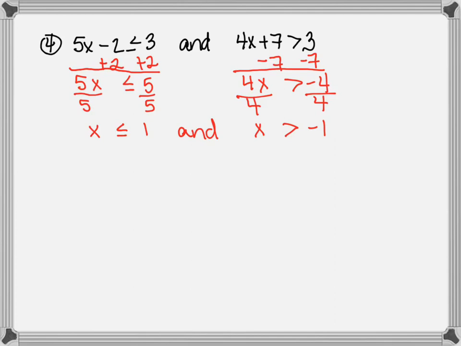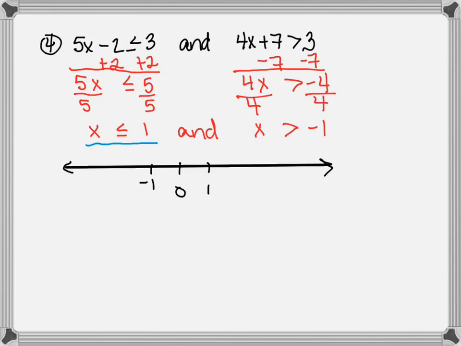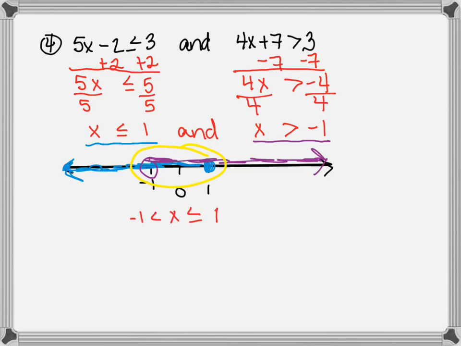So again, before we write our simplified form of this, let's look at what it looks like on a number line. So if I look at the left inequality in blue, so x is less than or equal to 1. It's including the 1, so I'll put a closed circle and shade to the left. If I look at the second one in purple, x is greater than negative 1, open circle at negative 1, shading to the right. And we see our overlap. And we can represent this as negative 1 is less than x is less than or equal to 1.